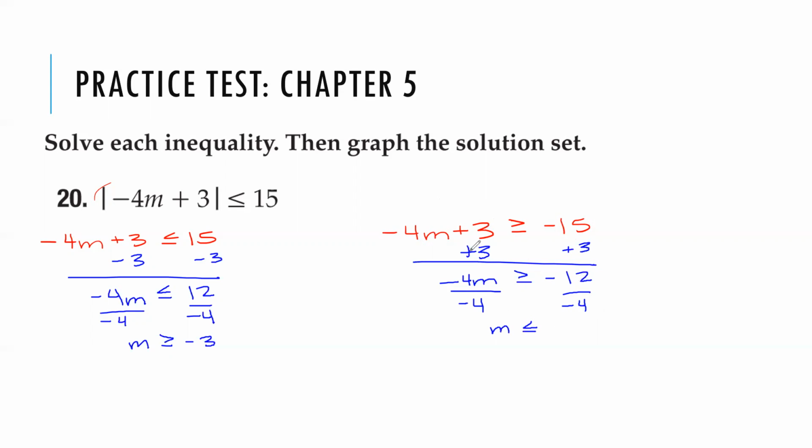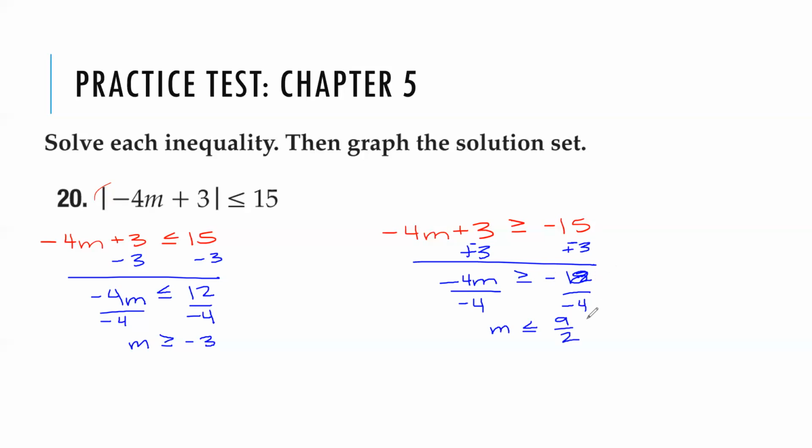Oops, I was supposed to subtract 3 here. So this is a minus 3, and this should be a negative 18 here. Sorry about that. I was supposed to subtract 3 from both sides. That just changes this negative 12 to negative 18. So negative 18 divided by negative 4 is going to give me positive 9 over 2.